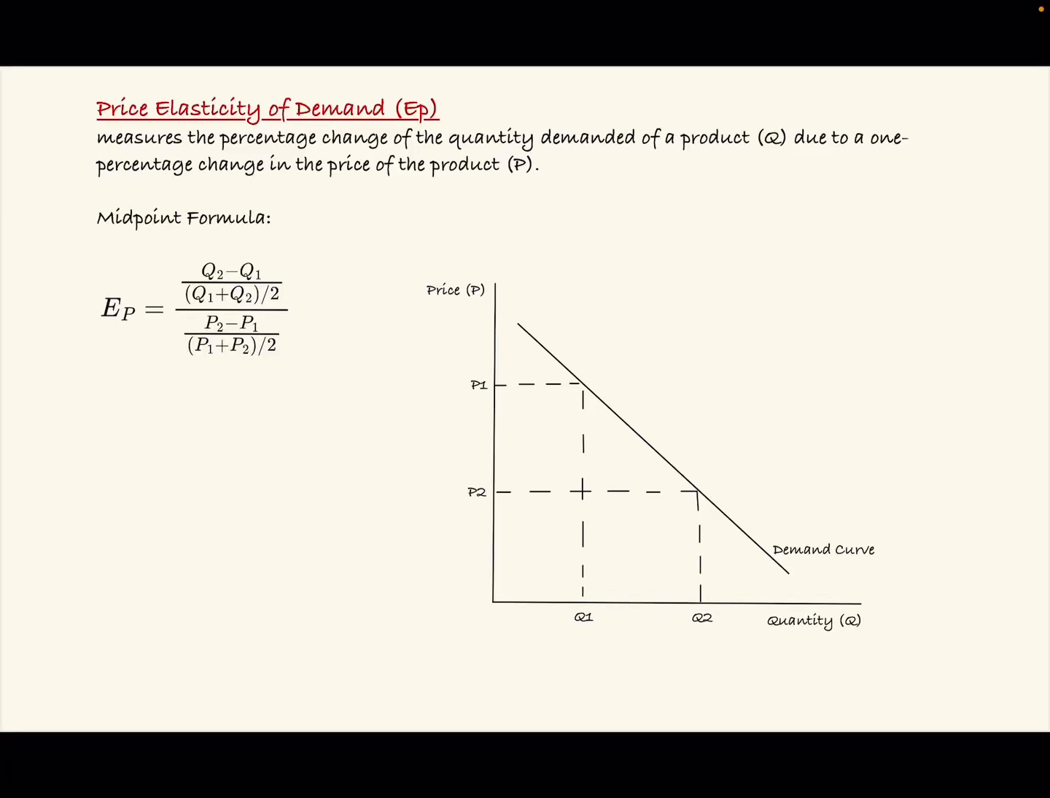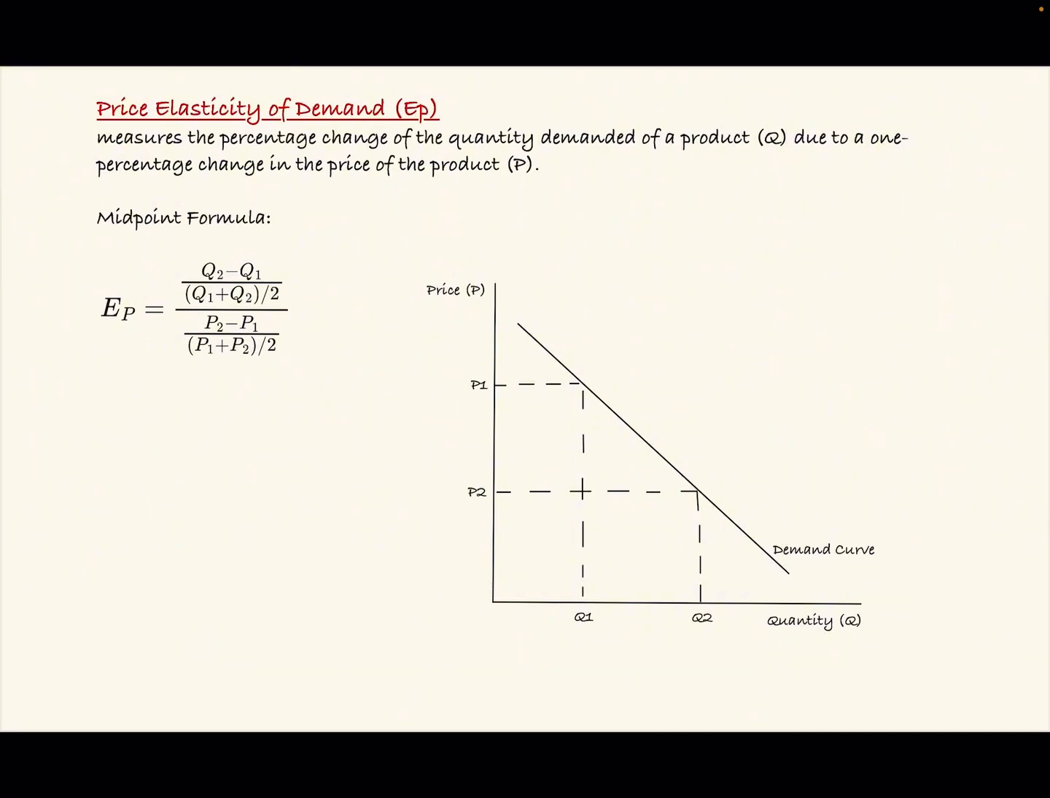In this video, we're going to look at price elasticity of demand, or EP for short. Now, price elasticity of demand measures the percentage change of the quantity demanded of a product, Q, due to a 1% change in the price of the product, P.